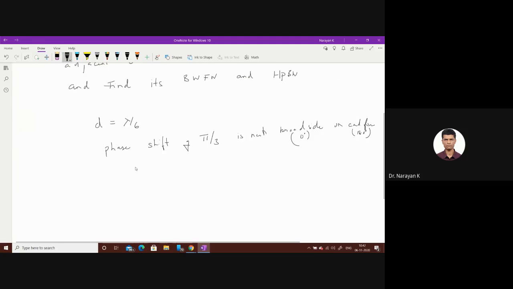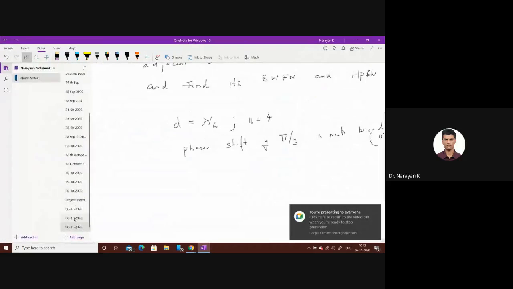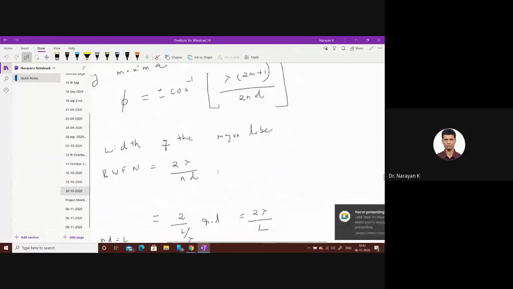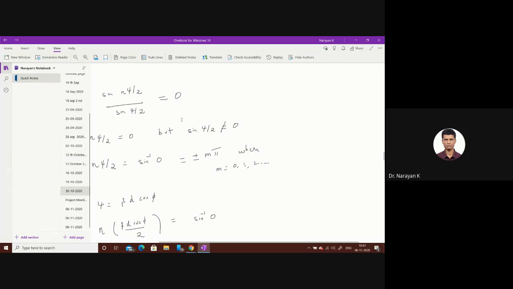Four point sources means what is the value of n? N is equal to 4. Agreed? Yes or no? Yes, sir. Okay. So let me go back to the derivation which we did some time back to have a better understanding of what we are trying to speak here.